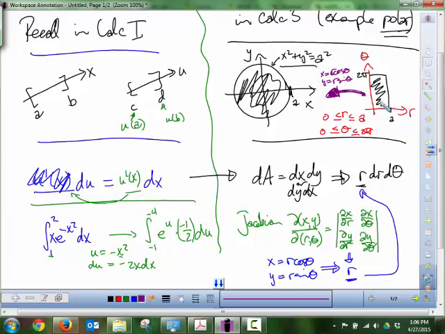And that's actually what's happening: you're taking a rectangle and you're seeing how it looks back at your original region. So sometimes they call this the pullback transformation. You're transforming from one to the other.